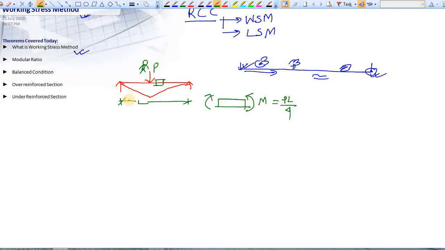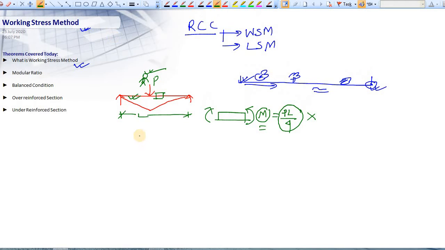Now if I ask you to design this beam for moment M, that is PL by 4, what you have to do? You have to simply use this value. You are not supposed to increase this value by multiplying some factor. So this moment is based on the working load. So here is the keyword, that is working load. Keep it in mind, this is working load.